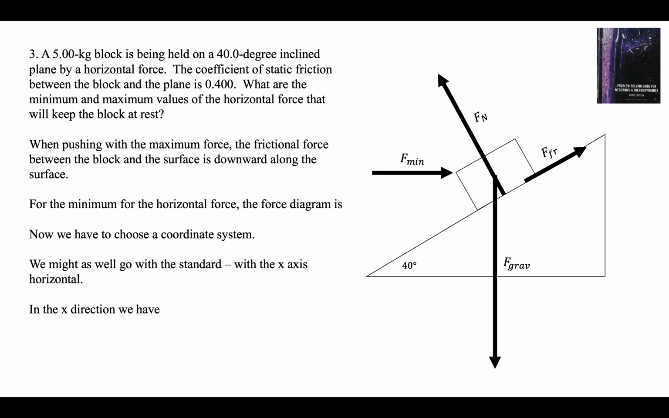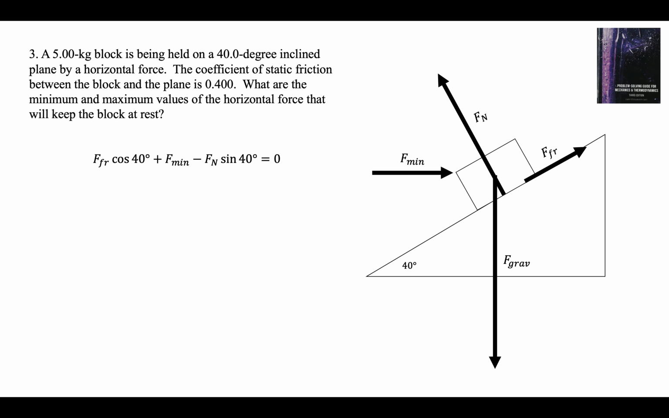In the x direction, let's think about this before we look at the equation. In the horizontal direction, we have a component of the frictional force pushing it to the right. F min is all to the right, and F normal has a component to the left, and those must balance. Sum of the forces in the x direction is m a_x, which is 0. So Fr cosine 40 is in the positive direction, all of F min is in the positive direction, and Fn sine 40 is backwards, and those must balance.